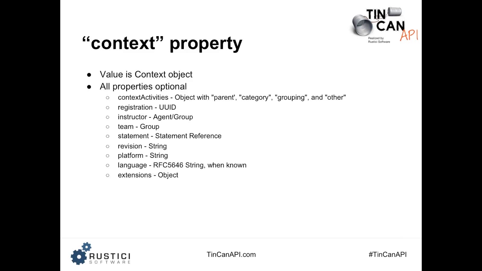The instructor and team take agent, group, and or group. In the team case, it must be a group, and the instructor can be either agent or group. Hopefully, those are fairly self-explanatory for their use. Along with this, we can take a statement property in the context. In this case, one use case for using a statement in the context object is to relate to a statement that may have predicted the future. In other words, we could send a statement saying that Brian will do a webinar in the future, and then when I have done the webinar, in the statement saying that I've done it, I may reference the one that I've already completed.